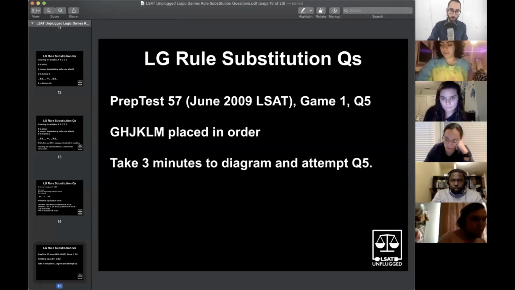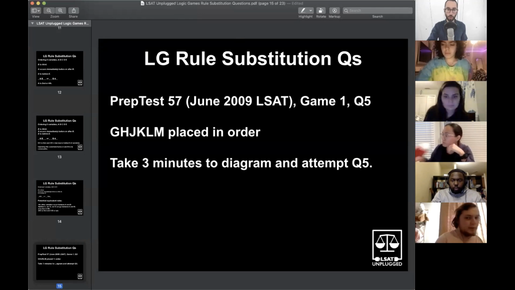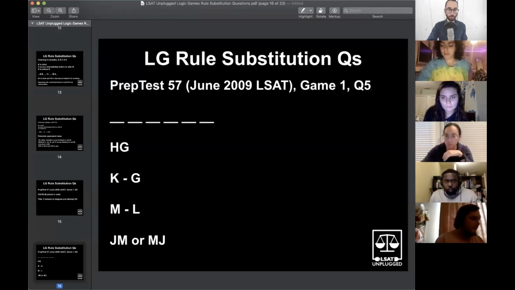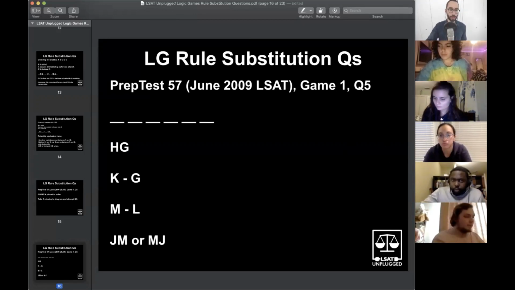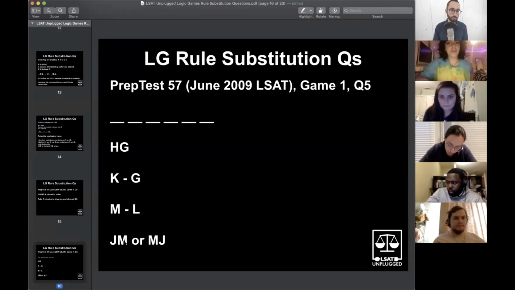Okay, it looks like some folks are done, so I'm going to start walking through that setup at least. So here's my initial setup of the game as a whole. 6 slots, the rules: H and G consecutive, K before G, M before L, and then M and J consecutive. So that's the initial rules just listed straightforwardly.